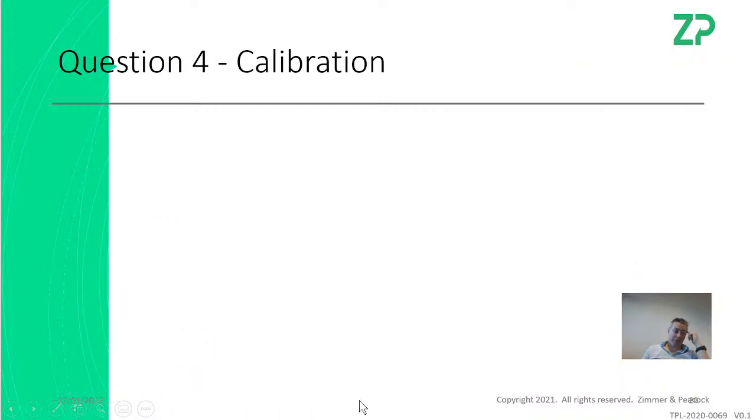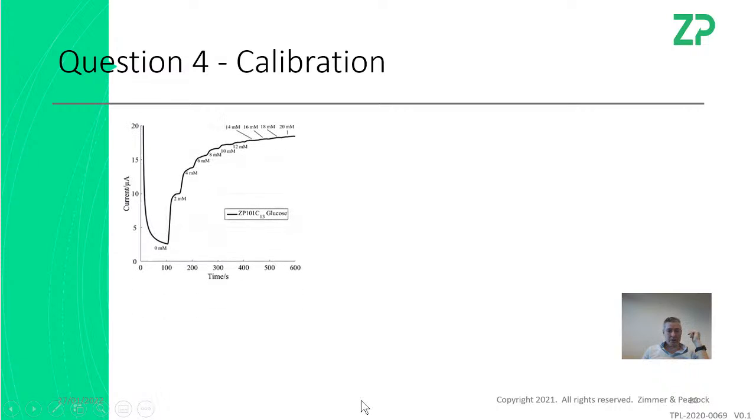Now, in order to do calibration, we essentially go into the lab, and here we've got signal versus time, and we keep increasing the analyte and the signal changes. So this is how we would do a calibration on it.